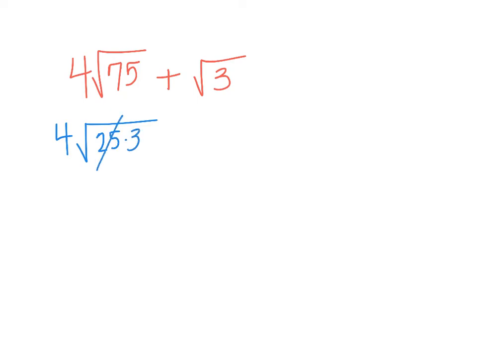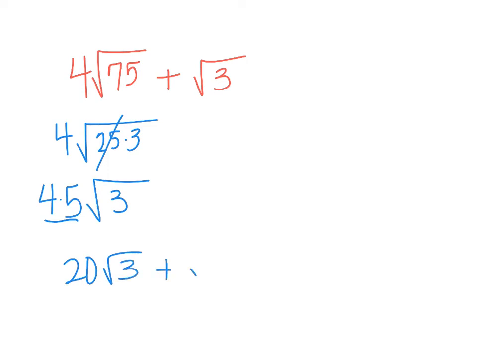Now, the square root of 25 is actually 5. Got to bring that on the outside. And then I still have my square root of 3. 4 times 5 is 20. And then I have square root of 3 plus, now I have my square root of 3 over here. Now, remember, there's really a little 1 on the outside of here, right? Because 1 times the square root of 3, same thing.